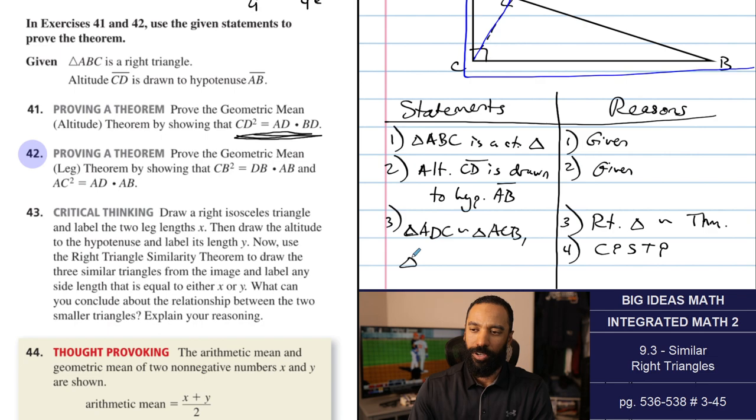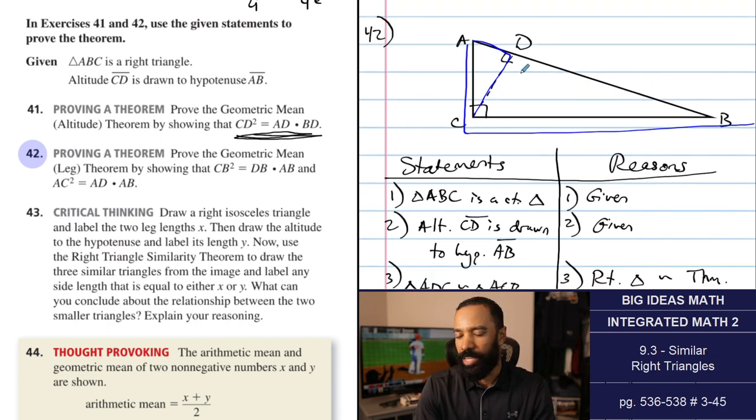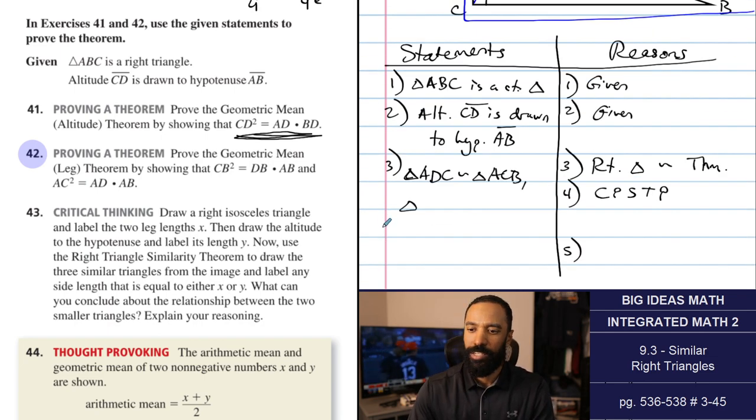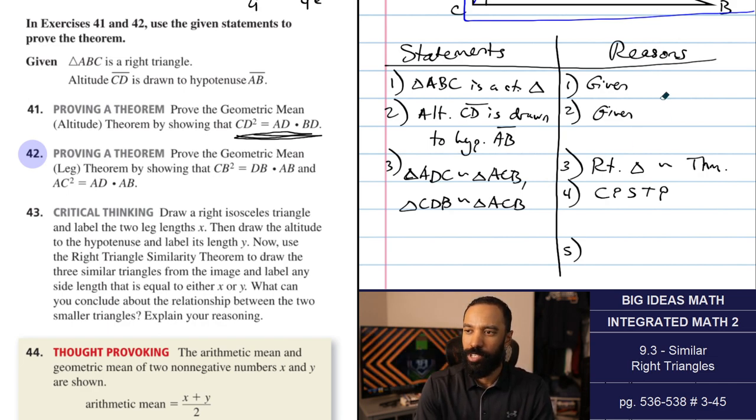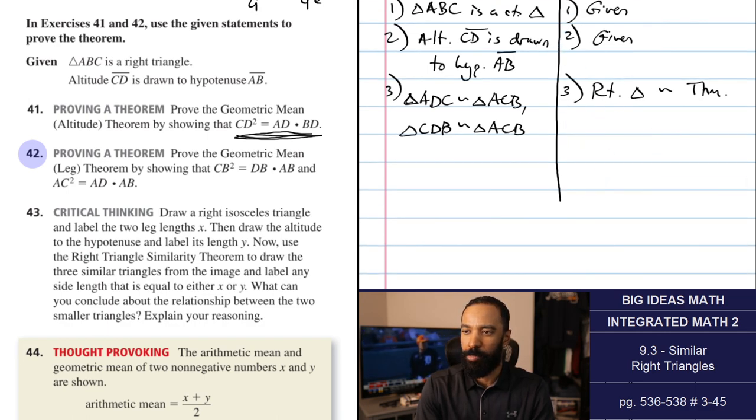Now let's go short and long on the other one. Triangle CDB is similar to triangle ACB as well. So that's the right triangle similarity theorem. Now we'll go to that step four, in parts that are proportional.